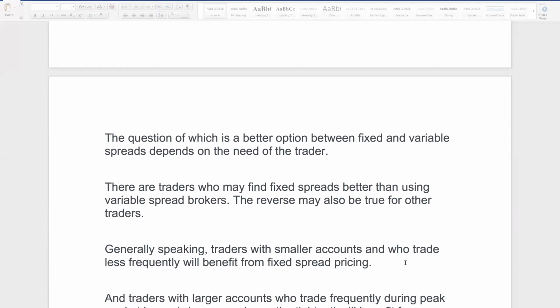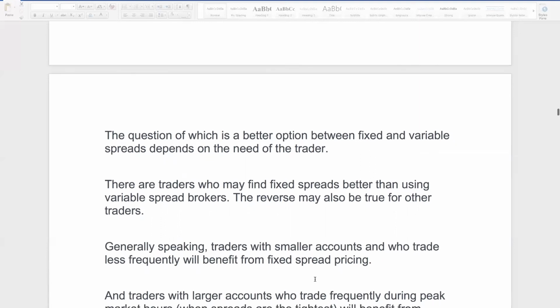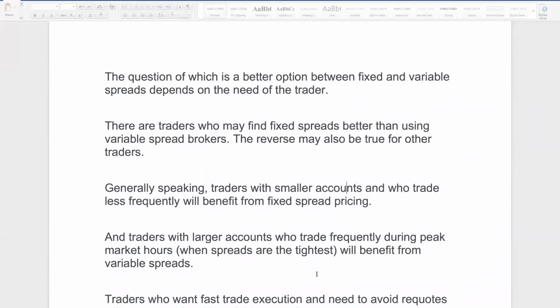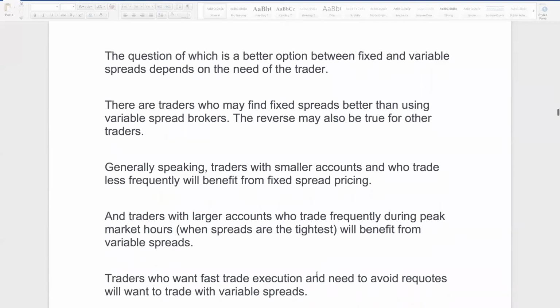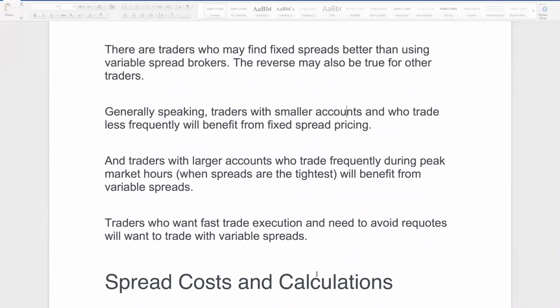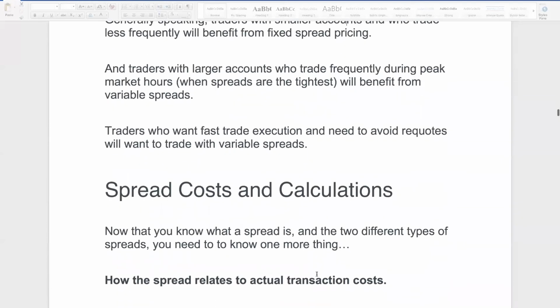with small accounts and who trade less frequently will benefit from fixed spread pricing, especially me, because I'm a long-term trader. And traders with larger accounts who trade frequently during peak market hours, when the spreads are the tightest, will benefit from variable spreads. Traders who want fast trade execution and need to avoid requotes will want to trade with variable spreads. Okay, spread cost and calculation.